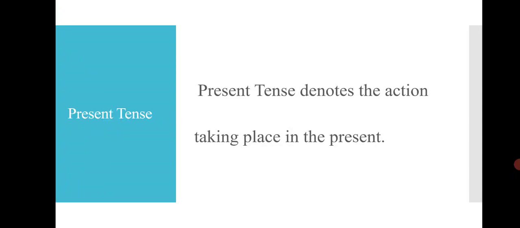Similarly, Raghav sleeps early. The present form of the verb is sleep. The past form of the verb will be slept. Here the verb is sleeps. So from the verb sleeps itself, it is clear that it is a present action. So these are the examples for present tense. So present tense denotes the actions taking place in the present.